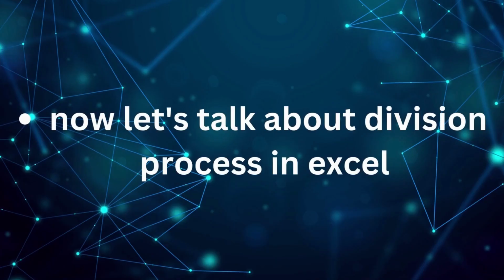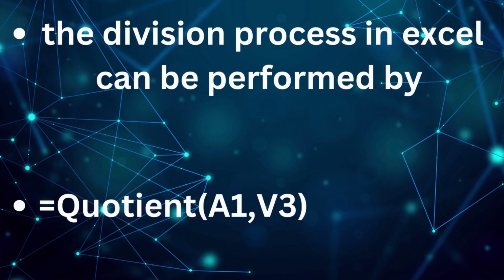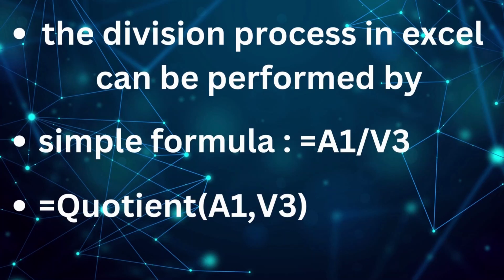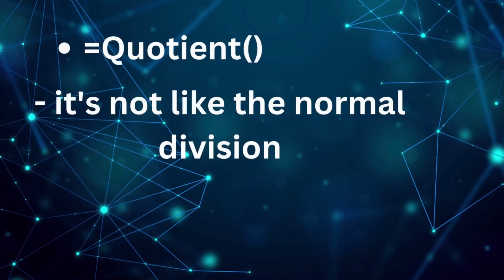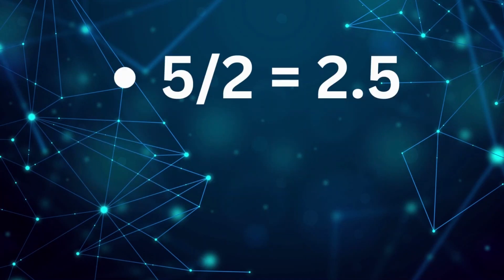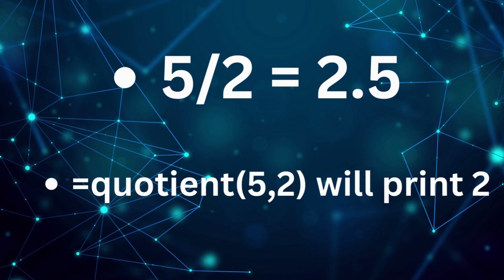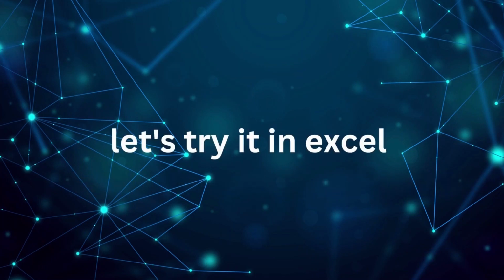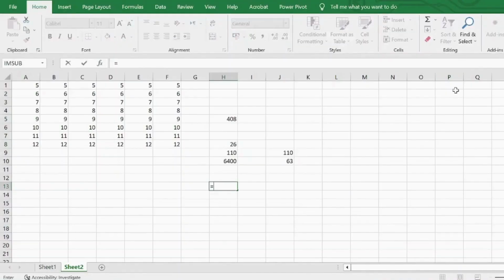Now let's talk about the division process in Excel. The division process in Excel can be performed by the simple formula and the quotient function. But let's talk about quotient because it is not like the normal division. Quotient prints the integer of the division and doesn't print any number after the decimal point. For example, 5 divided by 2 is 2.5, but quotient of 5 and 2 will print 2. Let's try it in Excel.